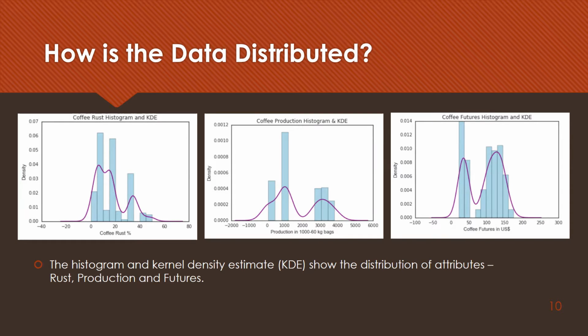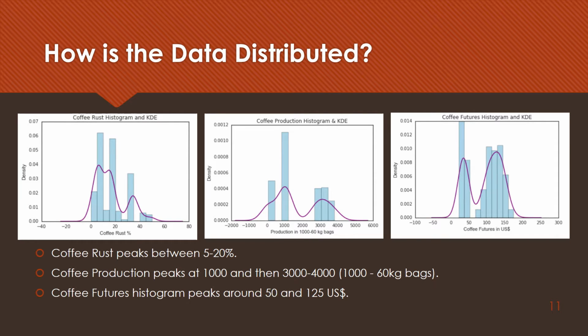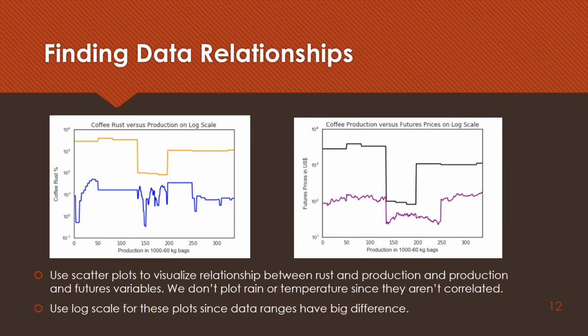We began our visualizations by looking at how the data was distributed. We used histograms and kernel density estimates to show the distribution of the attributes rust, production, and futures. Coffee rust peaks between 5 and 20%, as you'll see in the first histogram. In the second production histogram, we see that production peaks at 1,000, and then 3 to 4,000, 1,060 kilogram bags. Futures histograms peaks around 50 and 125 US dollars.